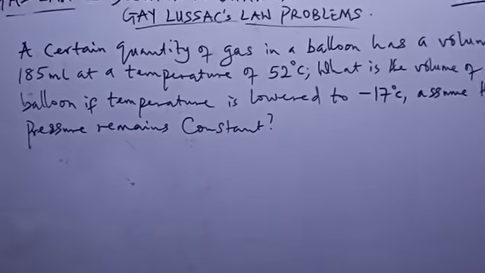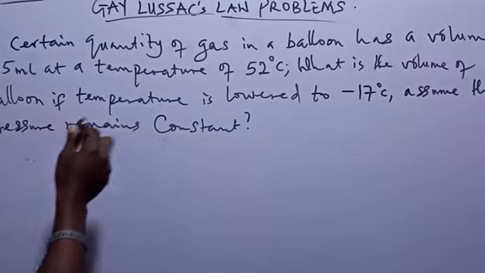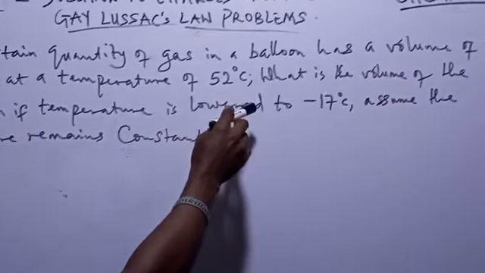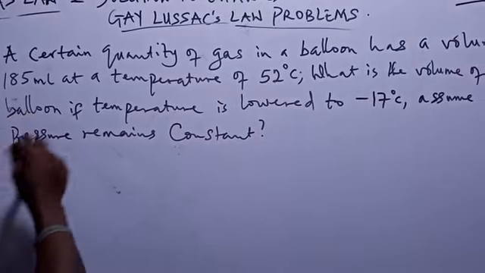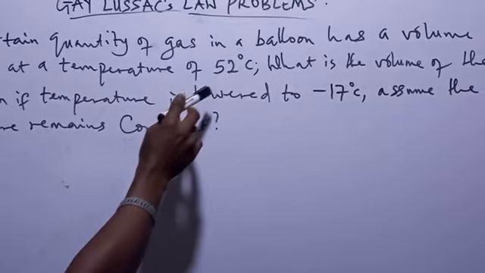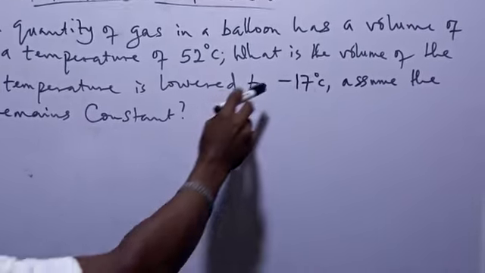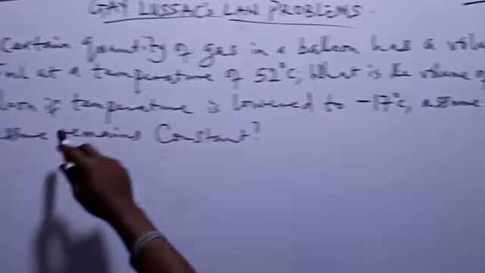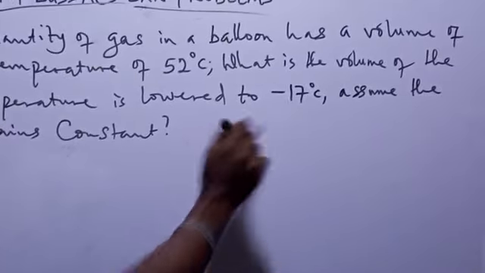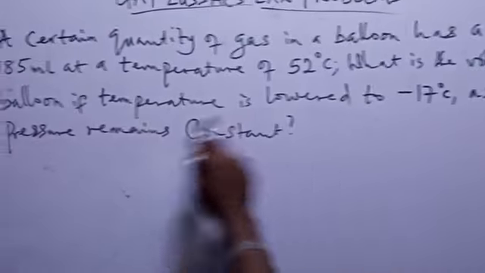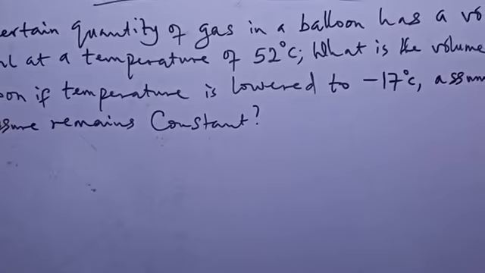I have here that a certain quantity of gas in a balloon has a volume of 185 milliliters at a temperature of 52 degrees Celsius. What is the volume of the balloon if the temperature is lowered to minus 17 degrees Celsius? Let's assume the pressure remains constant.